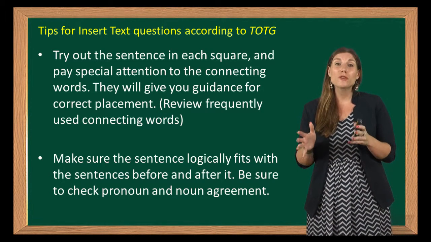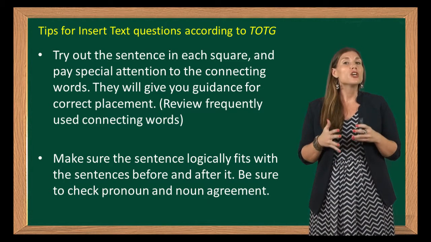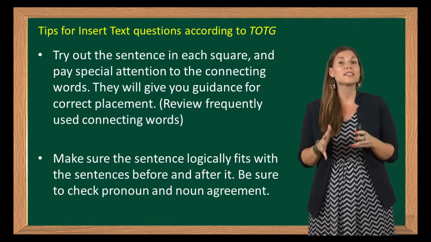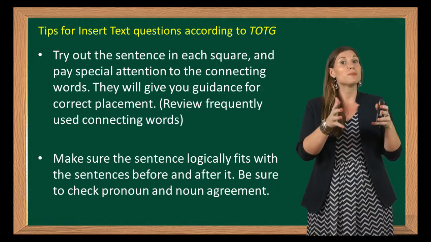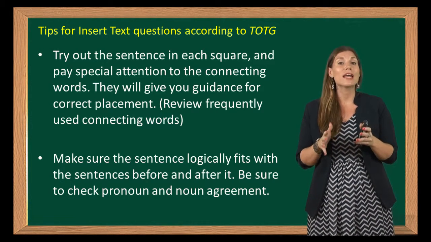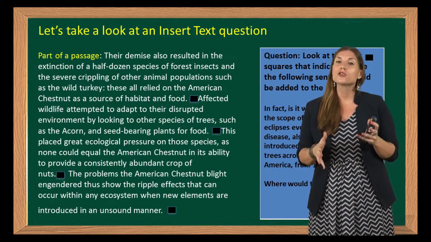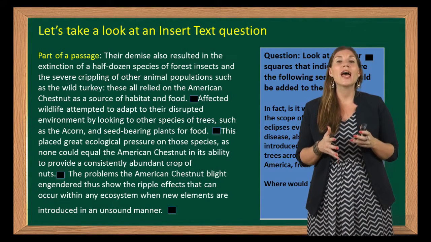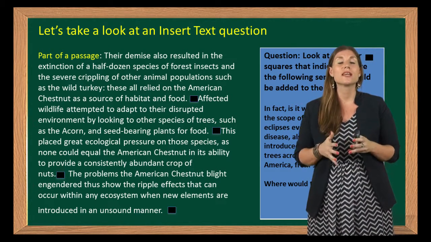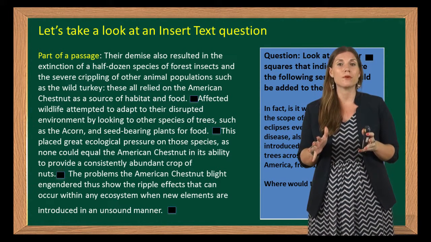So you also need to review connector words before you take your TOEFL iBT exam. You should also make sure that the sentence fits logically with the sentence before it and after it. Make sure that you check for pronoun and noun agreement. So let's take a look at an example. Notice you have the squares and you have the text and the questions. So read carefully and take 40 seconds to answer this example. Ready? Go.